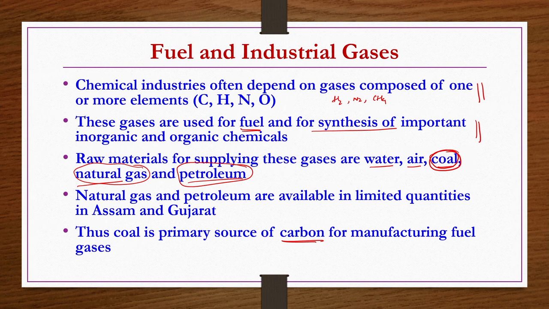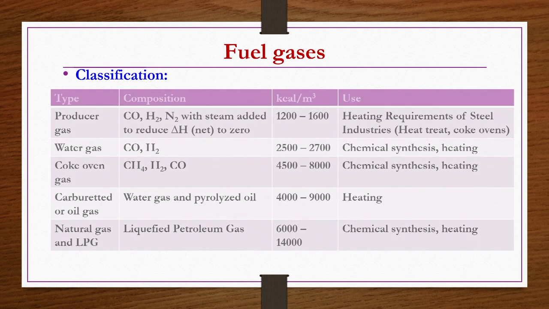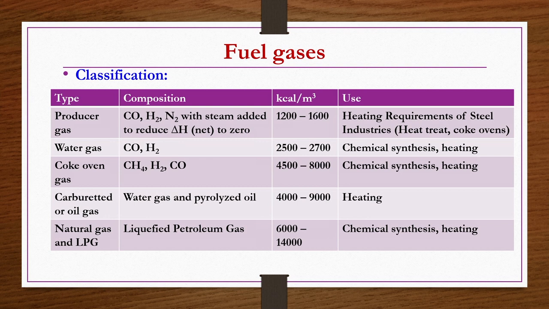Now, before going into the production of different types of fuel and industrial gases, we will have a classification of these gases. Let us start with fuel gases. For fuel gases classification, there are different types of fuel gases. Now, we are going to see different types of gases, their composition, their energy content, and the application where we often use them. The different types of fuel gases that we have are producer gas, water gas, coke oven gas, carbureted or oil gas, natural gas, and LPG, right?